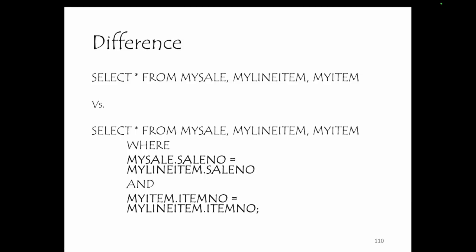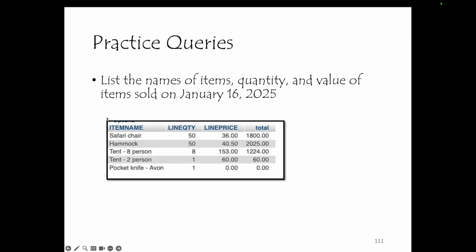So given this, now let's move on. Here is the first practice query: list the name of item, quantity, and the value of items. The value of item is described here as total, but it's a derived value, and you can obtain it by multiplying these 2 columns, line quantity and line price. By looking at the line item table, you may find the line quantity and the line price, and you can multiply these 2 values. Again, the derived value is not given in the table, but you can always use mathematical operations.